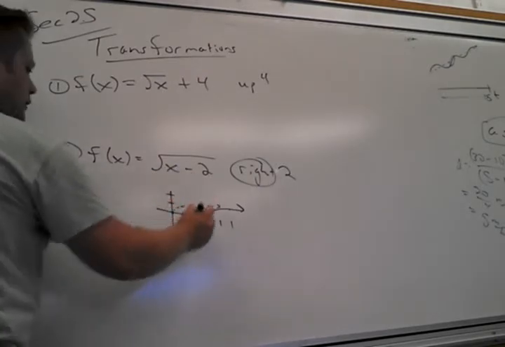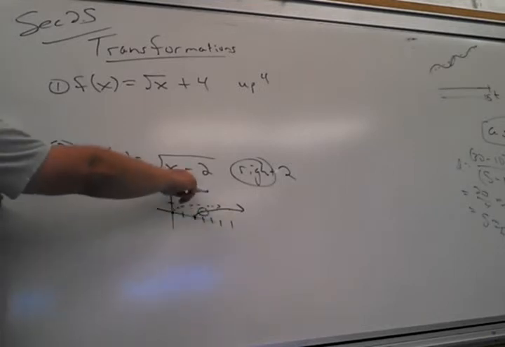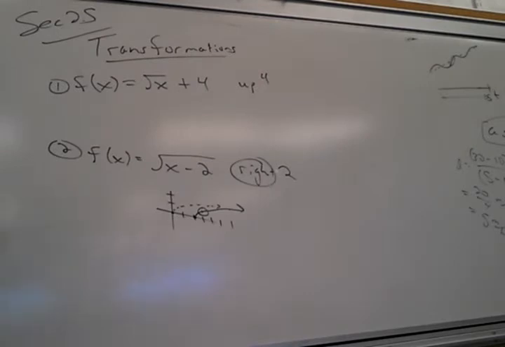So what point is this? 3, 1. Is it true? Yes. 3 minus 2 is 1, square root of 1 is 1. Yes, you can always check your shift. Look at a point you went through and make sure it works. How are we doing so far?